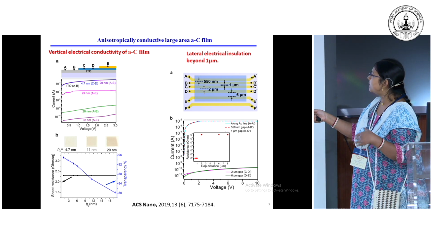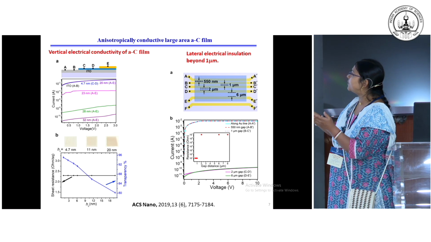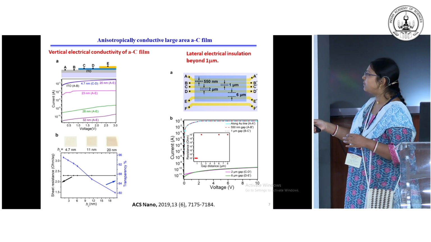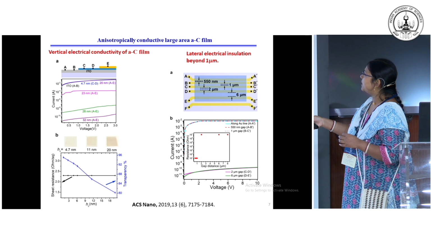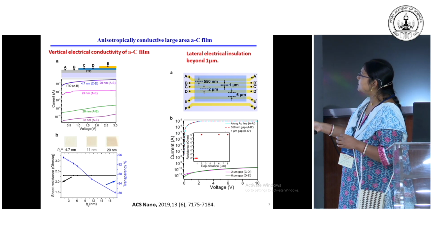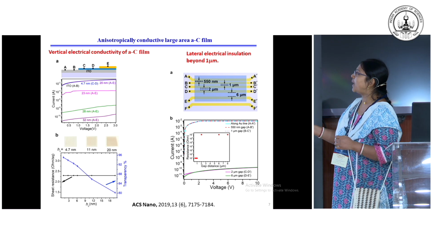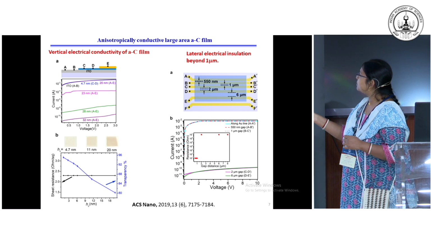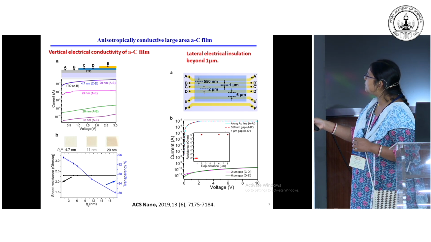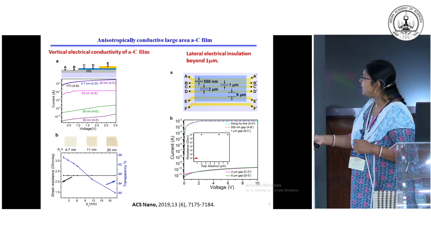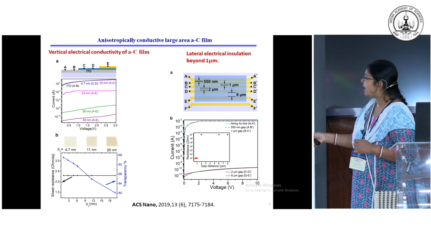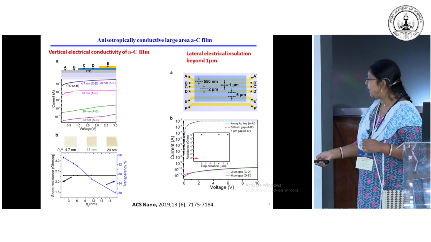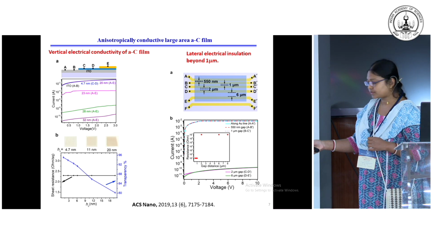In another experiment, we transferred the film over a gold circuit on an insulating PET substrate, where we have the gold lines situated at different distances ranging from 500 nanometers to 6 micrometers, and we measured the current at these points. We found that when the distance between the gold lines is less than 1 micrometer, the current level was very high and the film is highly conducting, and when the distance is more than 2 micrometers, the film becomes insulating.